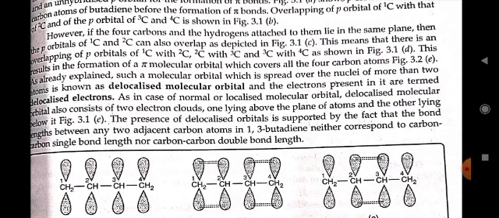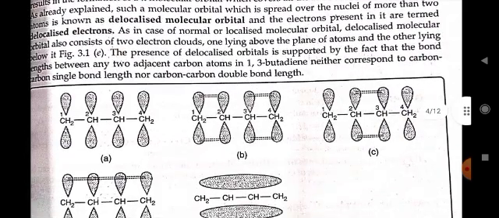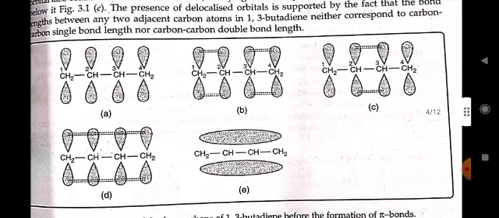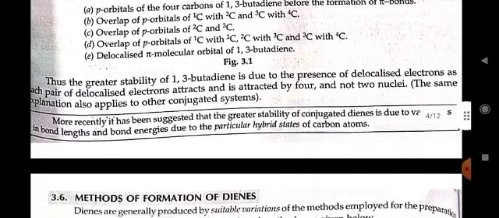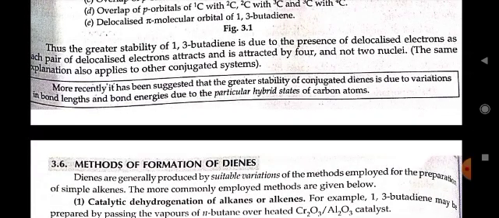As in the case of a normal or localized molecular orbital, a delocalized molecular orbital also consists of 2 electron clouds, one lying above the plane of the atoms and the other lying below it. The presence of a delocalized orbital is supported by the fact that the bond length is neither the carbon-carbon single bond length nor the carbon-carbon double bond length. Thus, the greater stability of 1,3-butadiene is due to the presence of delocalized electrons, as each pair of delocalized electrons is attracted by 4 and not 2 nuclei. The same explanation also applies to other conjugated systems.